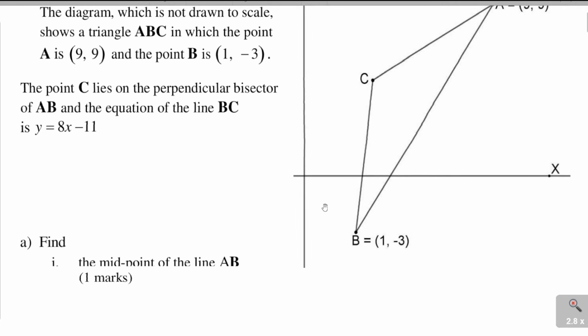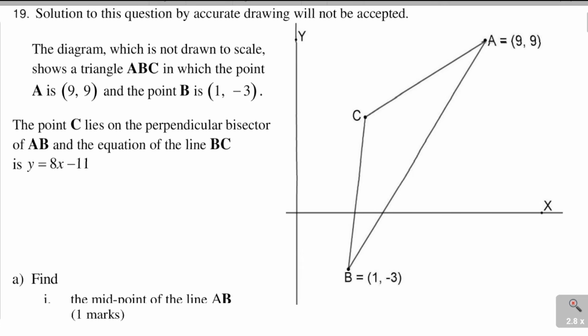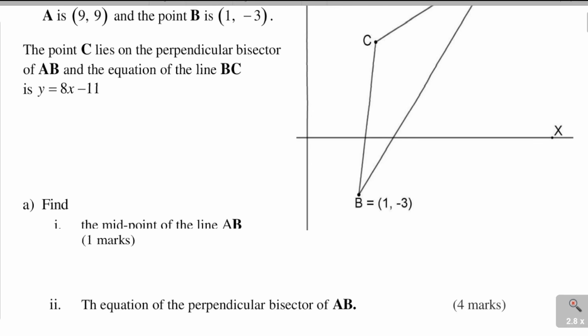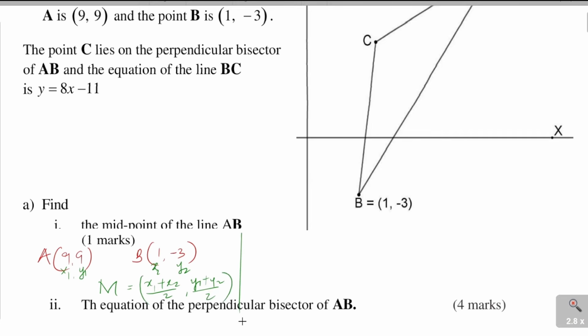The midpoint of the line AB. So you can see point A and point B. So how do we get the midpoint? Let me indicate both points. Point A is (9, 9), and B is (1, -3). So this is x1, this is y1, this is x2, this is y2. The midpoint is given by this formula: x1 plus x2 divided by 2, then y1 plus y2 divided by 2. So that is how we get the midpoint.